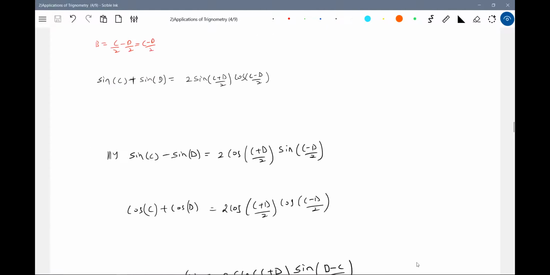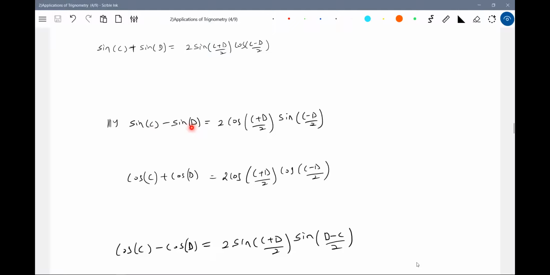Similarly, we have the other thing. So the same method you try to apply and then try to work out these things. Sin c minus sin d formula: 2 cos c plus d by 2 sin c minus d by 2. Cos c plus cos d formula: again 2 cos c plus d by 2 cos c minus d by 2. Cos c minus cos d again. And these are the conversions we have made here.